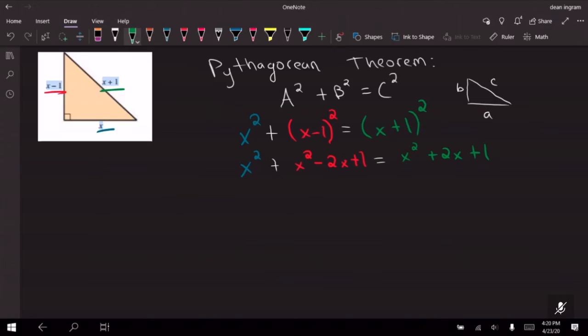So now I have a large equation that represents the side lengths of the triangle in terms of x, and we want to reduce this expression by canceling any similar terms. So if we subtract x squared from both sides, we can get rid of one of the x squareds. And if we subtract 1 from each side, we can get rid of the plus 1s. So after doing these simplifications, the equation we are left with is going to be x squared minus 2x equals 2x.